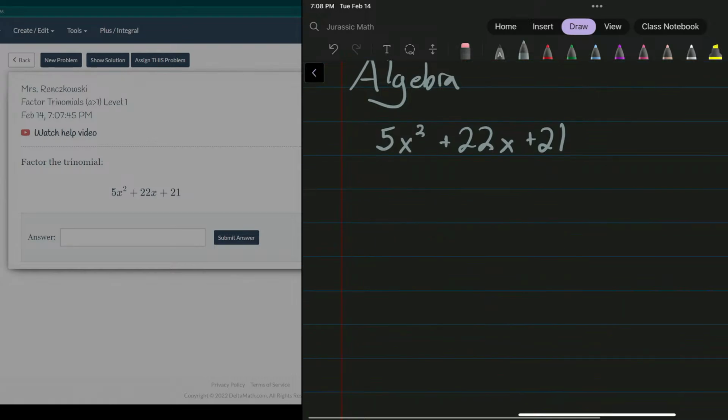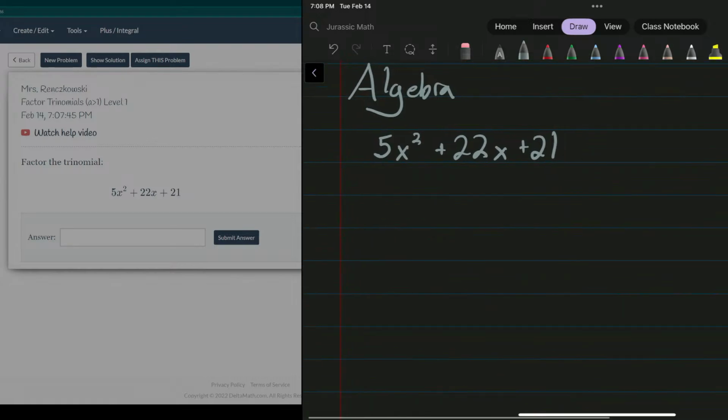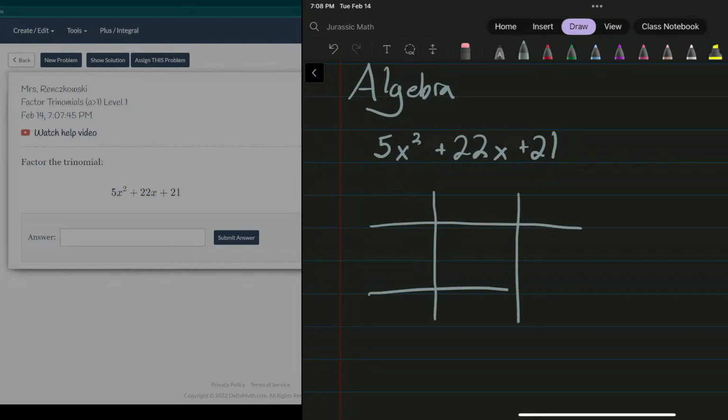So here's our next problem. This is our X game. Step 1, write down the problem. Step 2, we make our tic-tac-toe table, and we make our X game. Times on the top, addition on the bottom. We are going to put our 5x here, and our 21 here. And then 22 goes in the addition spot.